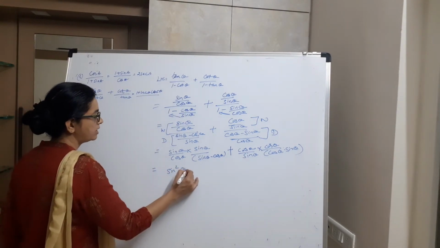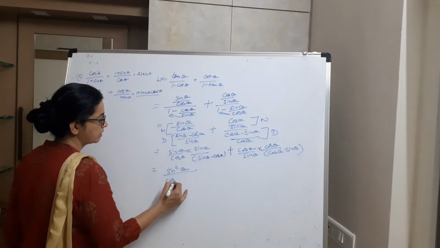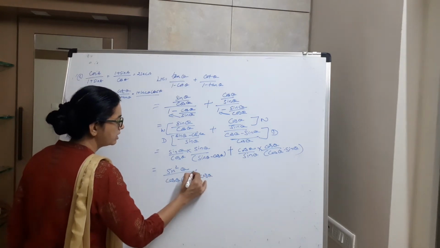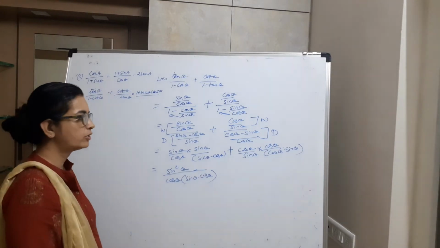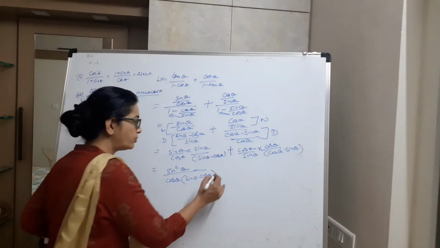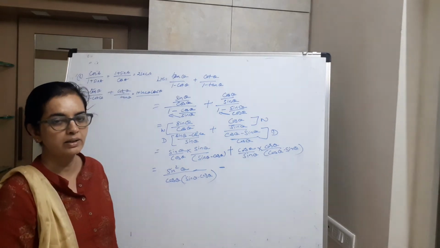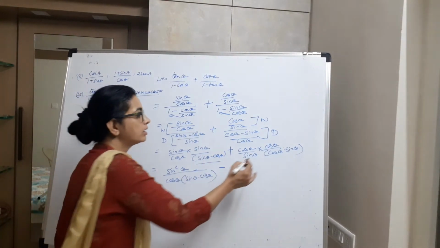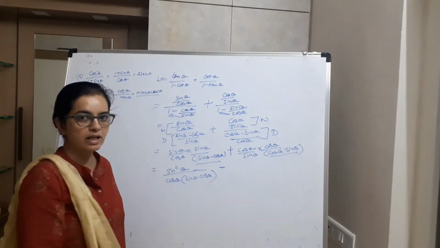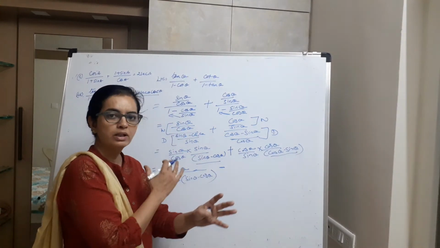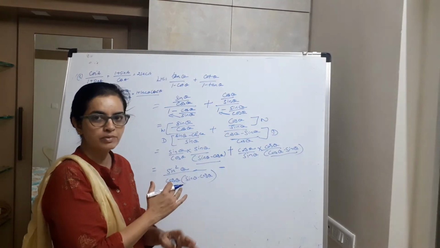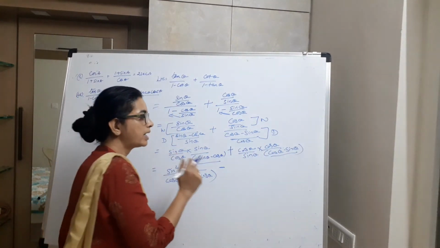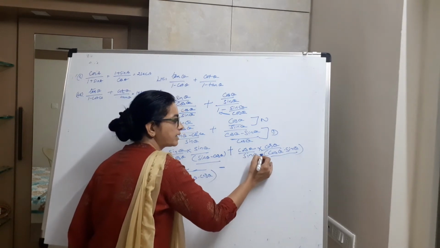Sin theta into sin theta is sin square theta. Cos theta and sin theta minus cos theta are in the denominator. Now one crucial thing which we are going to do is put a sign of minus here. Why? Observe, here it is sin theta minus cos theta, but here it is cos theta minus sin theta. Whenever you want to interchange the terms, we have to change it using the sign of subtraction.